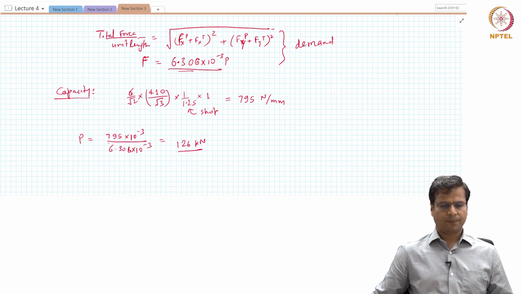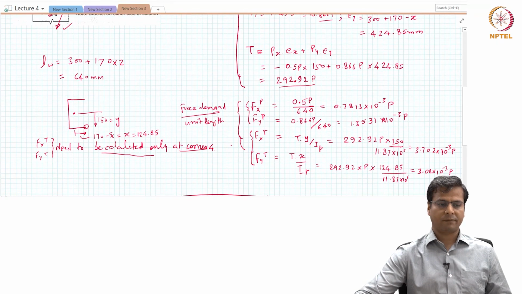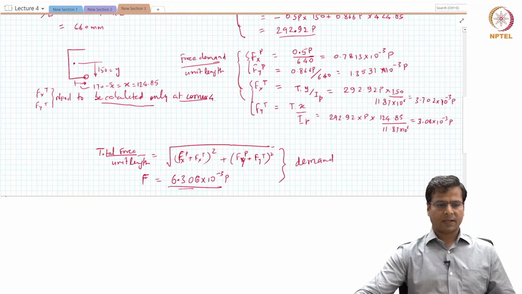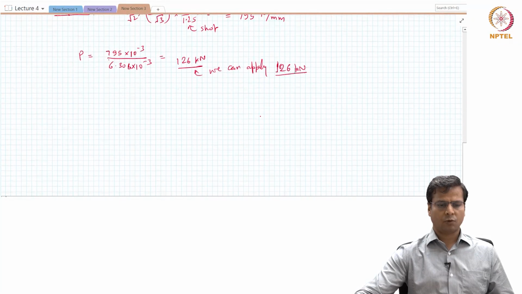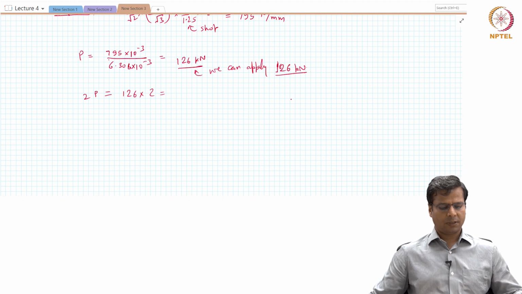126 kilonewtons. Okay. So basically what it means is that we can apply 126 kilonewton external load at that orientation to resist this load safely. Okay. Now that is the capacity for a single plate. It is also mentioned in this one, bracket on either side of the column. That means there are two such plates. So if there are two plates, we will use 2P. So therefore 2P will be equal to 126 multiplied by 2, which is basically equal to 252 kilonewton. All right.